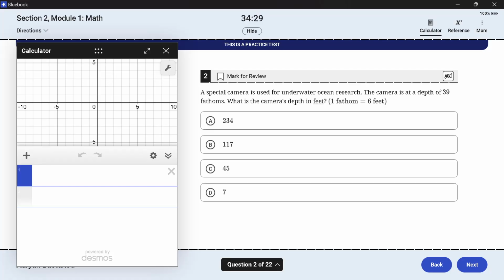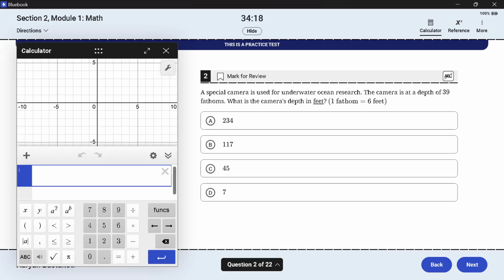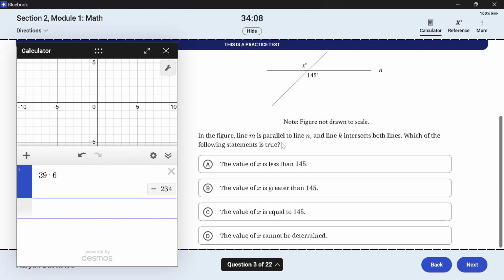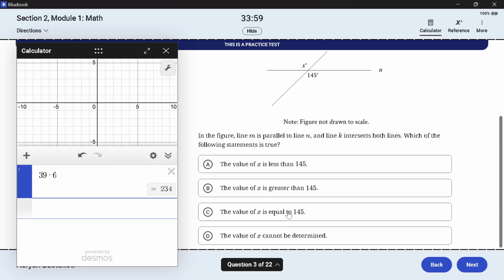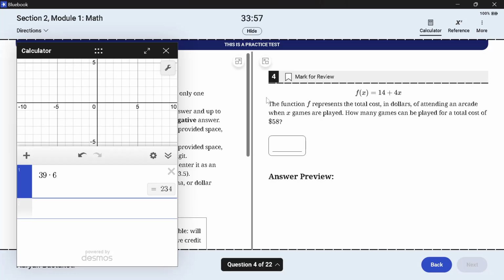A special camera is used for underwater ocean research. The camera is at a depth of 39 fathoms. What is the camera's depth in feet? Okay, 39 times 6. It's 234 feet deep. In the figure, line m is parallel to line n, and k intersects both lines. Which of the following statements is true? The value of x is equal to 145 since they are vertically opposite angles.